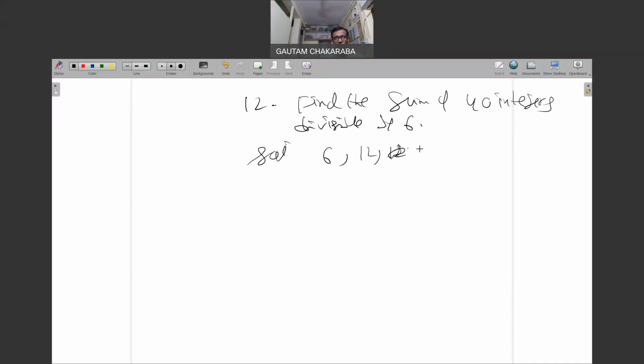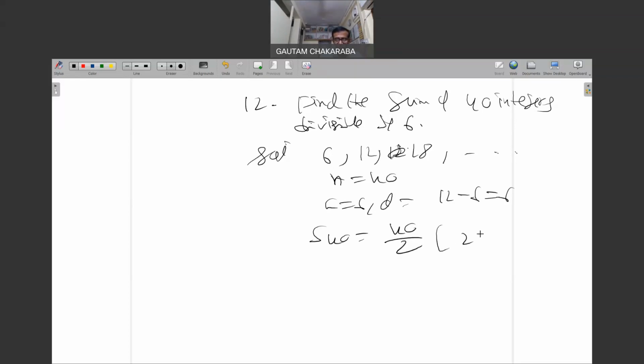So the first 40 integers means the first number is 6, 12, 18, and so on. And n is equal to 40, the first 40. The a is equal to 6. Common difference is 12 minus 6, 6. The sum of 40 terms is 40 by 2 into 2a plus 40 minus 1 into d.